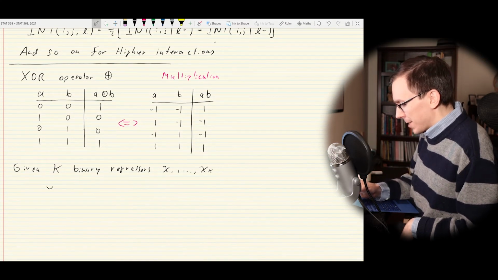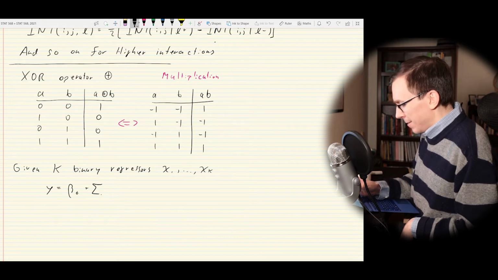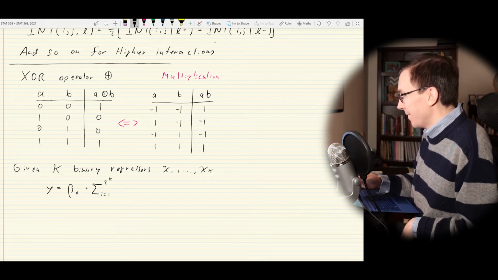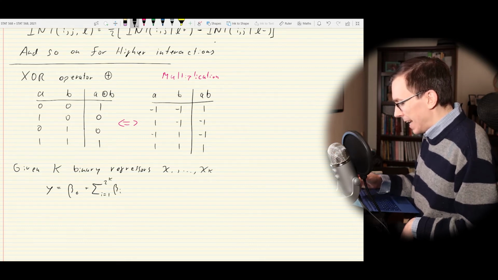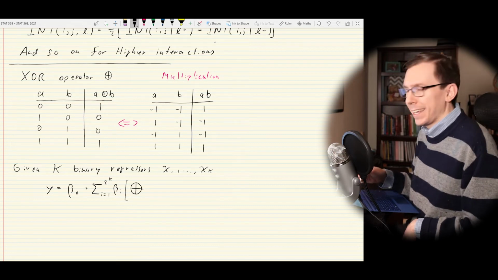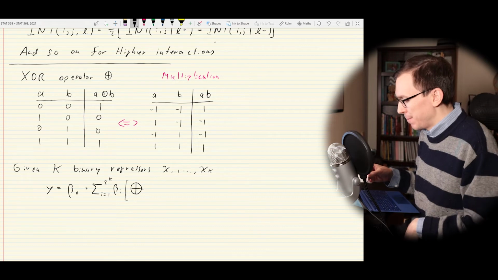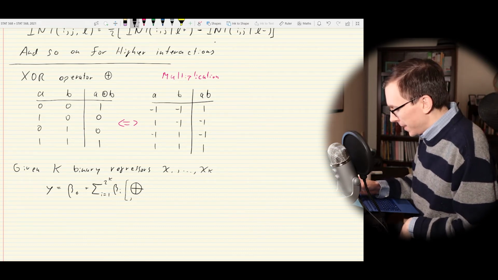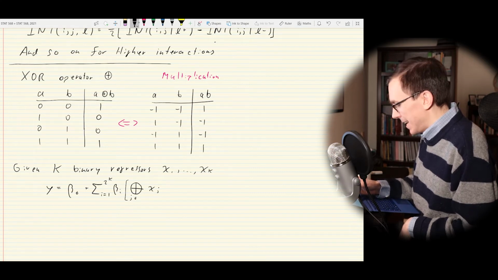And we're going to have something that looks like y is equal to an intercept term, beta naught, always an intercept term. And then we're going to sum from little i from 1 to 2 to the k, beta i, the ith parameter. And then we're going to do a big XOR. You can think of it like a big summation or a big product symbol or a big union. This is an XOR over all the xj for j inside some subset script J sub i.